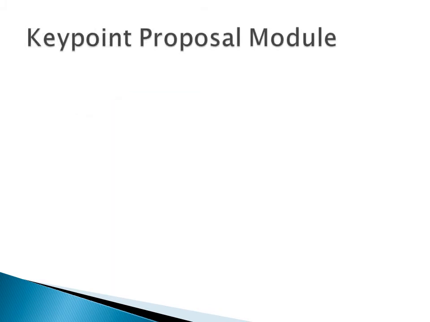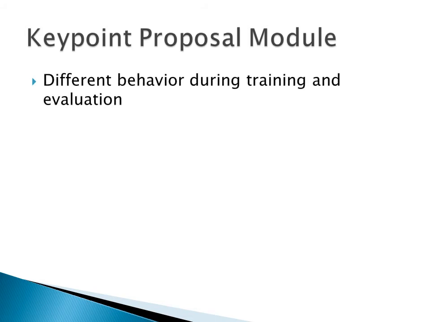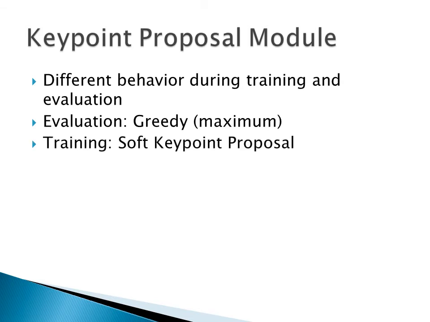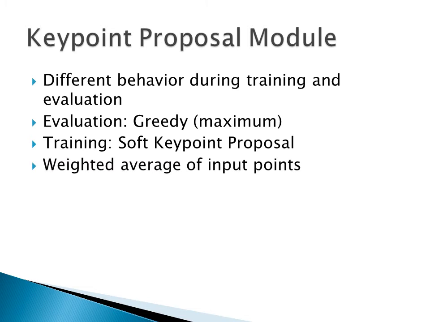We employ different proposal methods during training and evaluation. In the evaluation process, we select points with maximum post-softmax probabilities to be the key points. However, the process is not differentiable, so we employed a soft proposal method during training. Input points are weighted by the post-softmax probabilities, and a weighted average is calculated to obtain the key points.